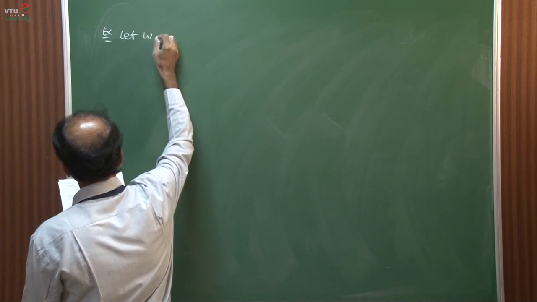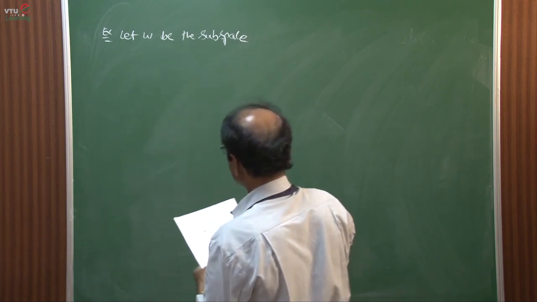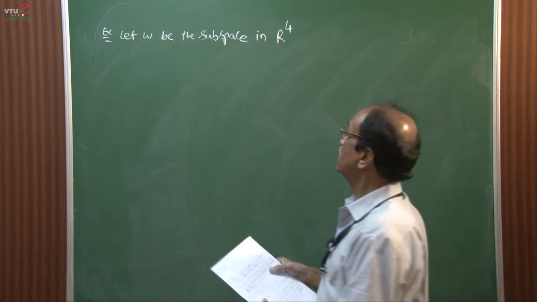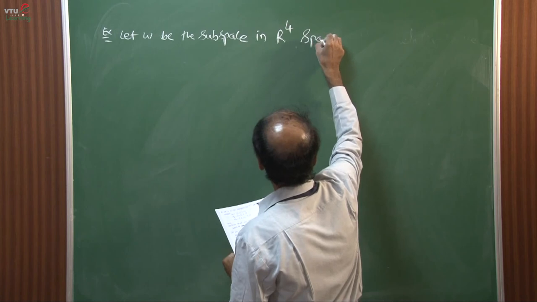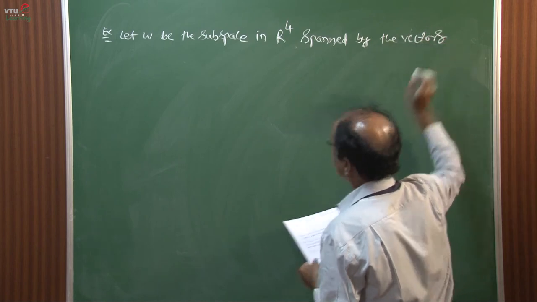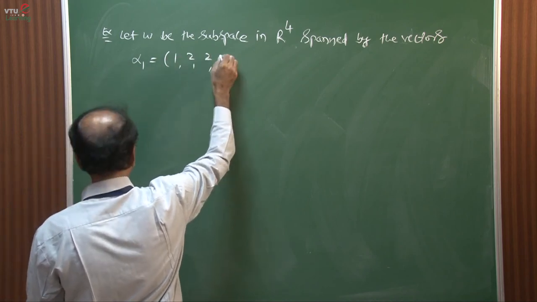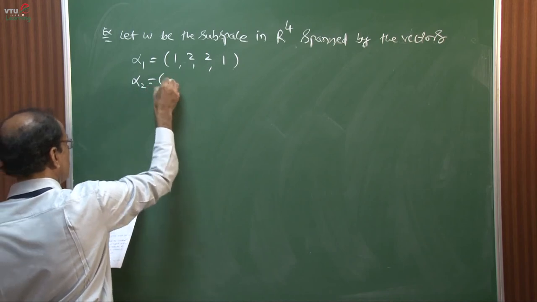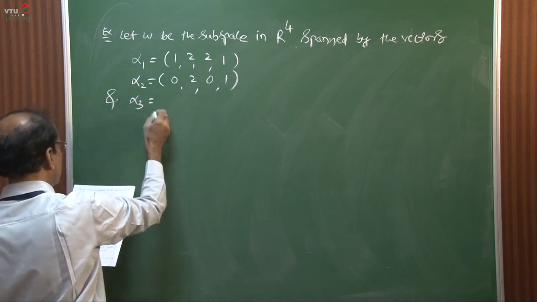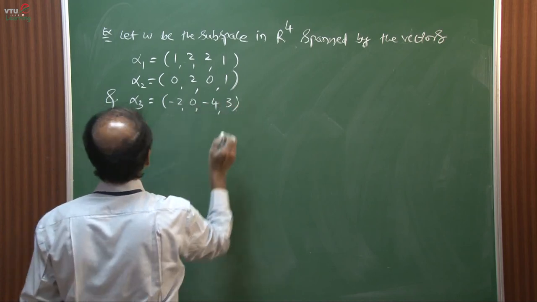Let W be the subspace in the region with 4 different values, here instead of 3, 4 different values, spanned by the vectors. There are 3 vectors given. Alpha 1 is equal to 1, 2, 2 and then 1, and alpha 2 is equal to 0, 2, 0 and 1, and alpha 3 is equal to minus 2, 0, minus 4 and then 3.